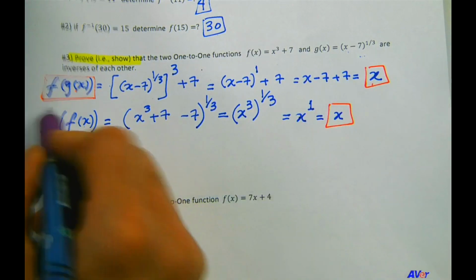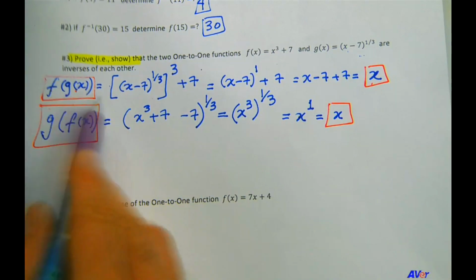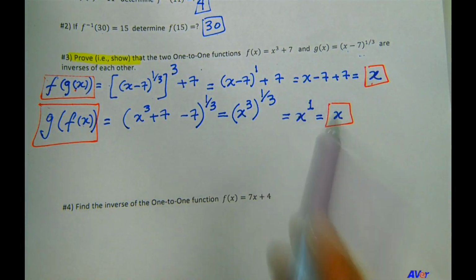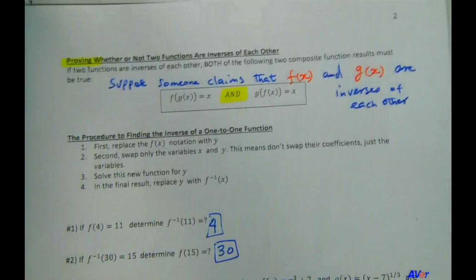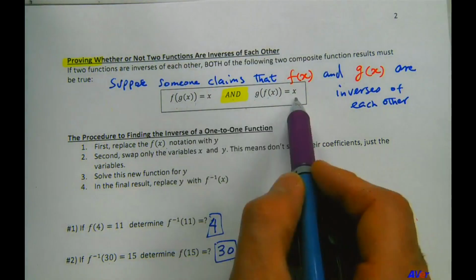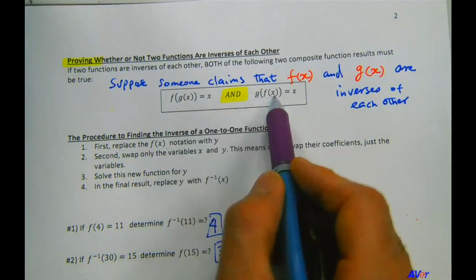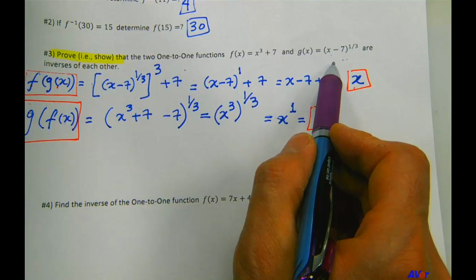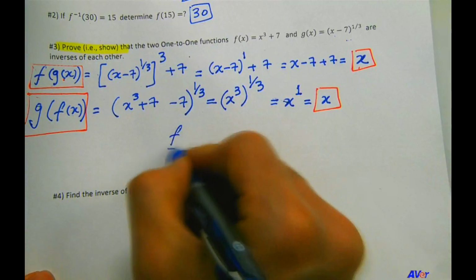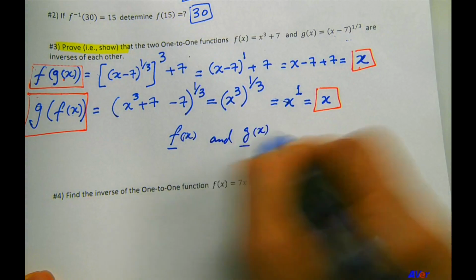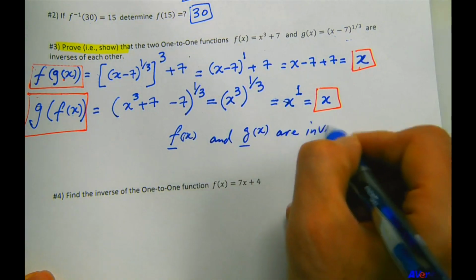So we took the composition of functions in both directions, f of g and g of f, and we ended up with x and x. Have we verified? Yes. We verified this condition, and we verified this condition. Both of them led to x. Therefore, the initial functions f and g are inverses of each other. So f of x and g of x are inverses of each other.